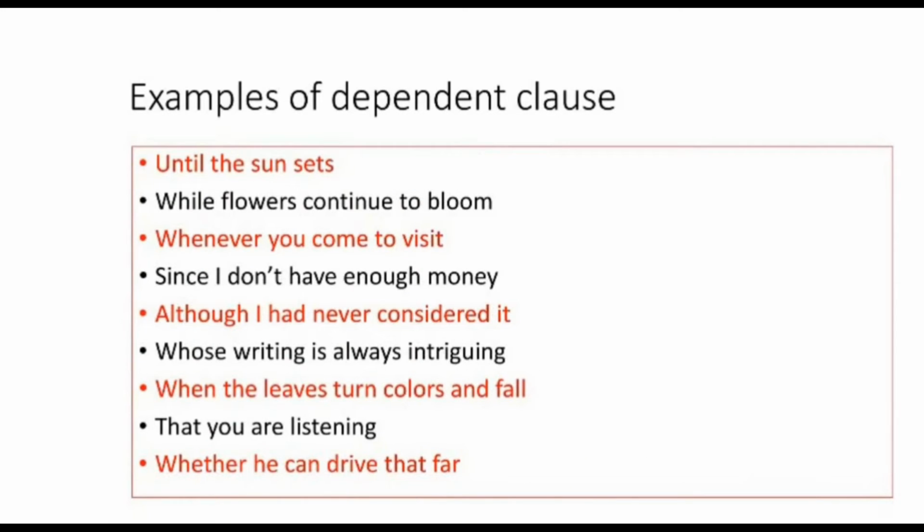For example, examples of dependent clause: until the sun sets, while flowers continue to bloom, whenever you come to visit, since I don't have enough money, although I had never considered it, when the leaves turn colors and fall, that you are listening, whether he can drive that far. These were some examples of dependent clause. What is a dependent clause? In a dependent clause, the second subject, the second sentence, depends on the first one. If we don't use the first sentence, the second sentence won't be clear.